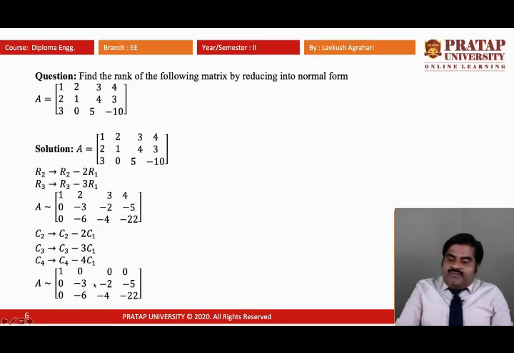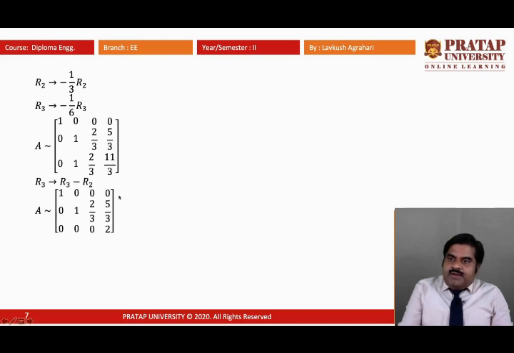Okay. Now for the further step, we have to make this 3 equal to 1 so that the identity matrix can be formed. For this, we need to divide the second row by minus 3. So the operation is written as R2 is replaced by minus 1 upon 3 R2. Similarly, R3 is replaced by minus 1 upon 6 R3. By this operation, the elements a22 and a23 become 1.